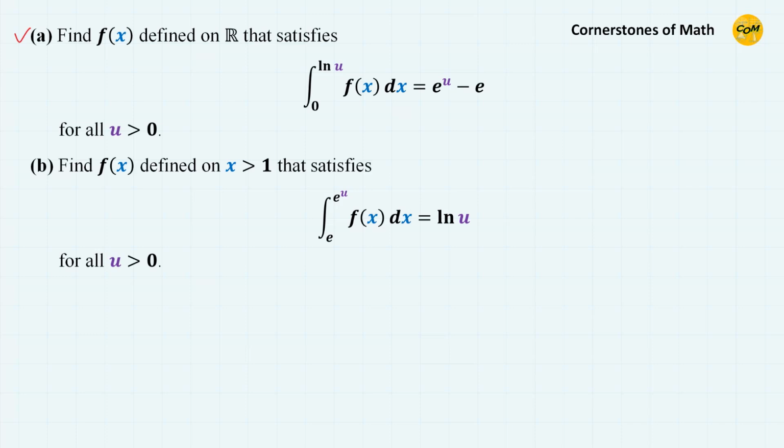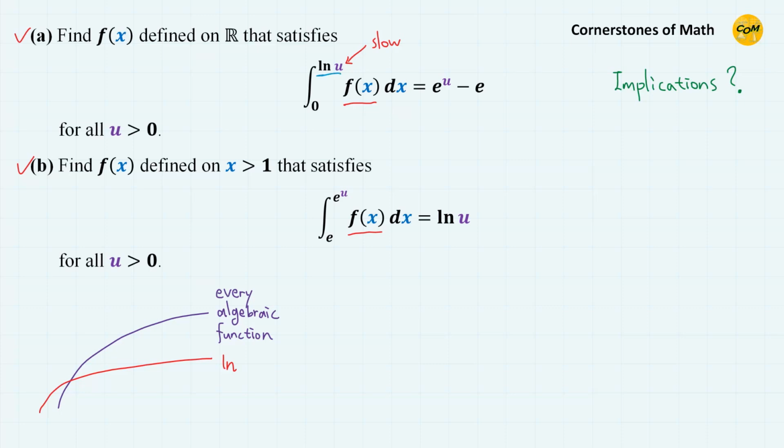Today we are going to solve these two problems that are quite similar. In both problems, we need to find the function f(x) that satisfies certain integral relations. So the problem itself is pretty straightforward. But what do these relations imply about our unknown functions f(x)?